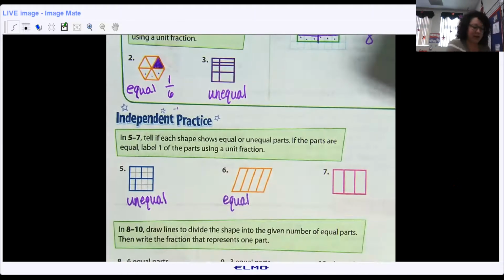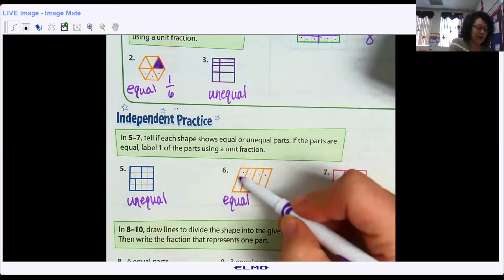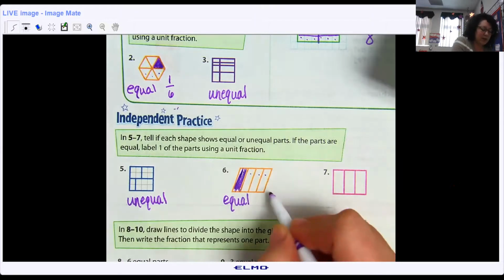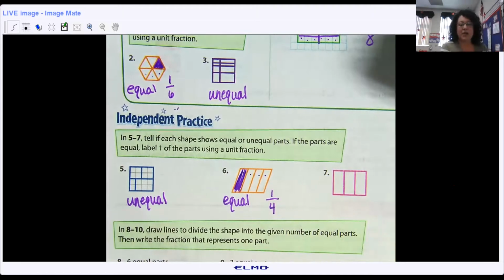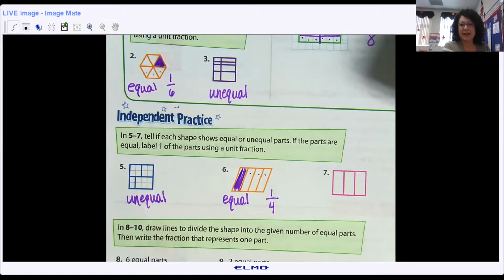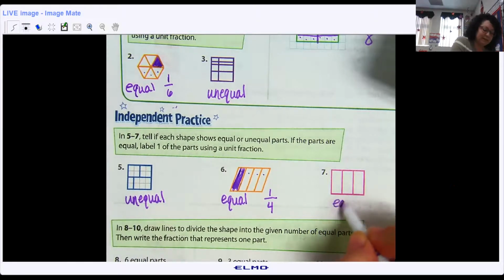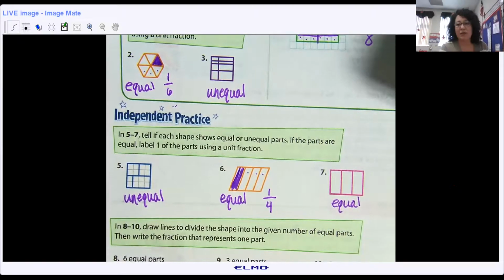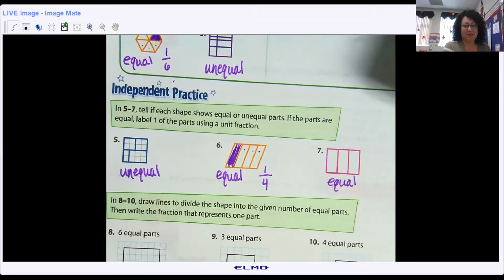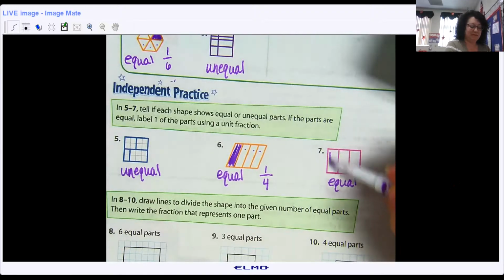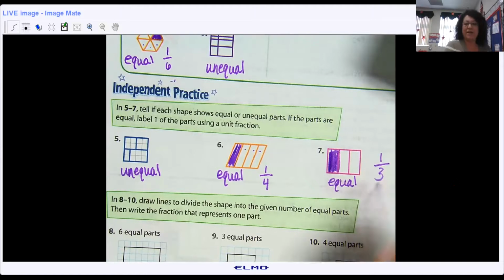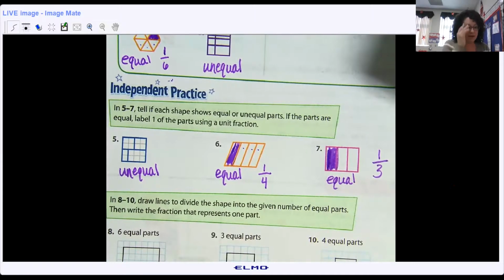And then we're going to write the unit fraction. 1, 2, 3. There's 4 total boxes. 1 colored in. And 4 is my total number. So that unit fraction for this shape is 1/4. What about number 7? Equal. See if you can do the unit fraction. 1 and 3 all together. My unit fraction is 1/3. Hopefully you got that.